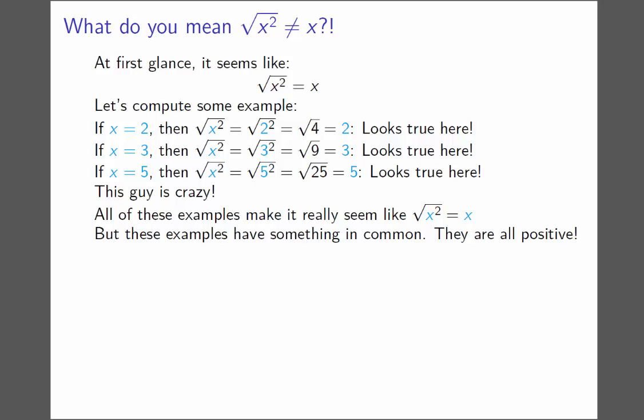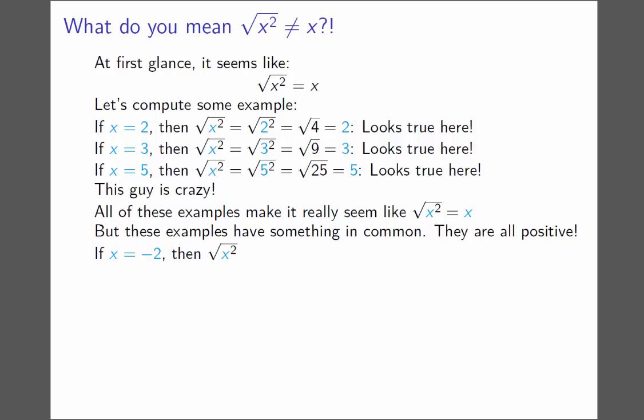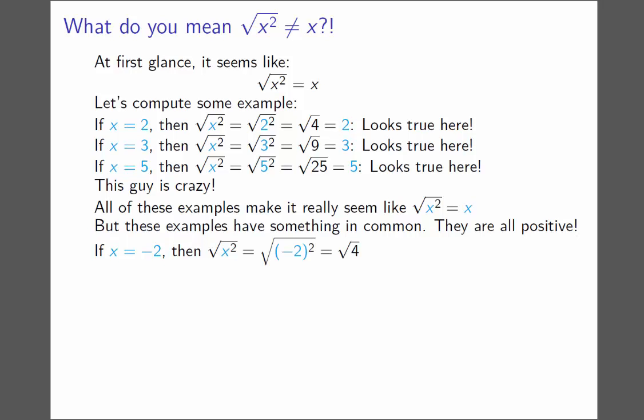But all of these examples have something in common. They're all positive. What if we look when x equals negative 2? Then the square root of x squared is the square root of negative 2 squared, and negative 2 squared is positive 4, so this is the square root of 4, which is 2. This is not negative 2. Our equation is not quite true here.